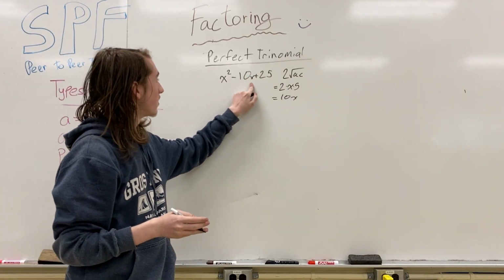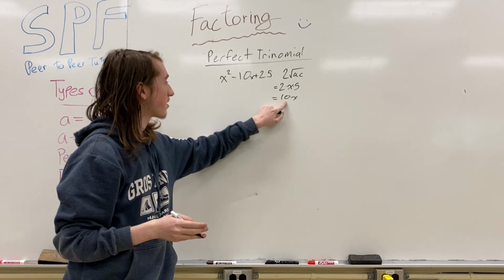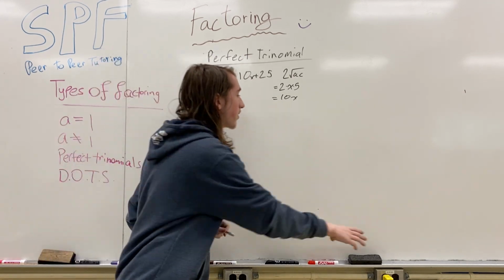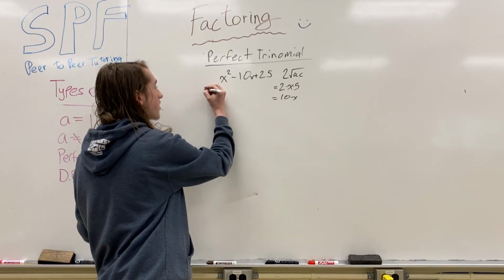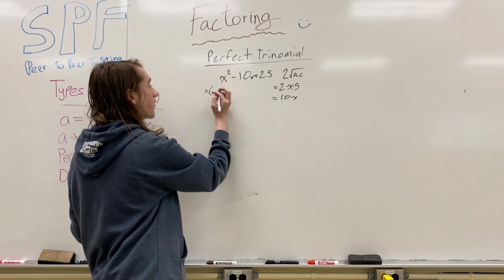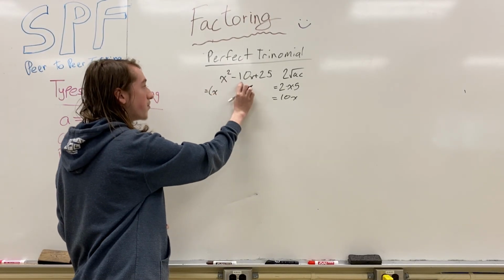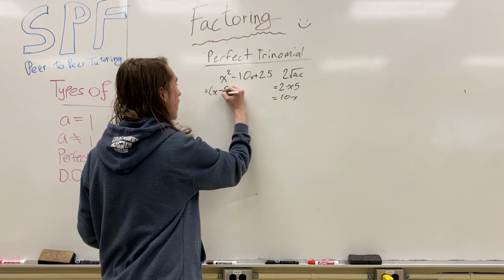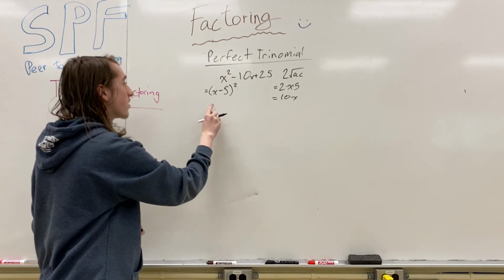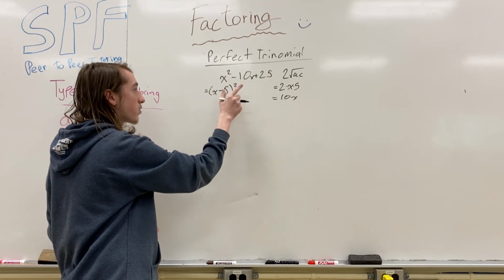Now, you can see this is minus 10x, but even though it is negative, we can still make this work. Actually, I don't have to erase that. So, we can now say that this is equal to the square root of this term, but because this is minus, we're going to say minus here, and then the square root of this term, 5, and it's still squared. So this was equal to x minus 5 all squared.